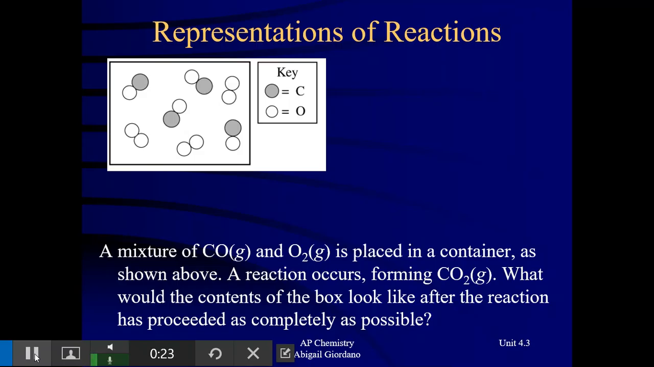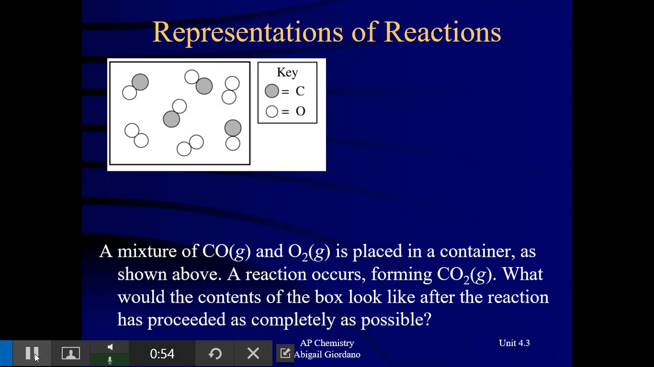What I'm going to show you today is essentially just a bunch of examples of what questions looking at representations of reactions would look like. And instead of writing out reactions with their element symbols and subscripts and coefficients, you will sometimes see reactions written in particle form, like this one. So let's look at this question.